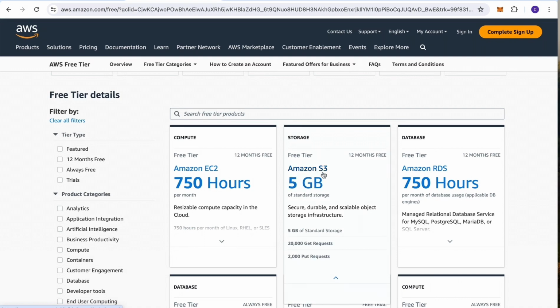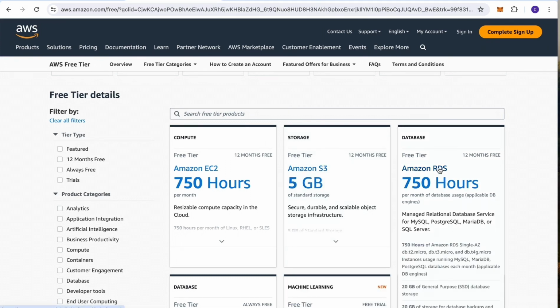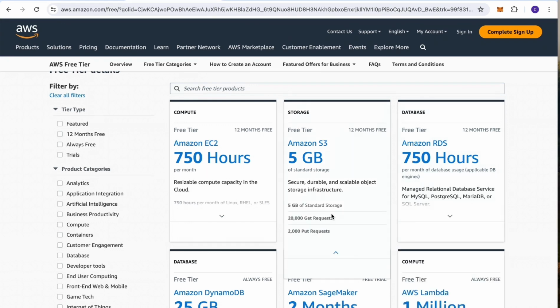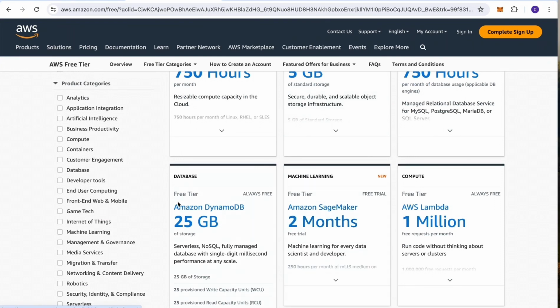The next one, S3, means that you are given 5 gig of S3 services. In terms of relational databases, we are given 750 hours. These services include MySQL, Postgres, MariaDB, and SQL Server. You have 25 gig of DynamoDB.